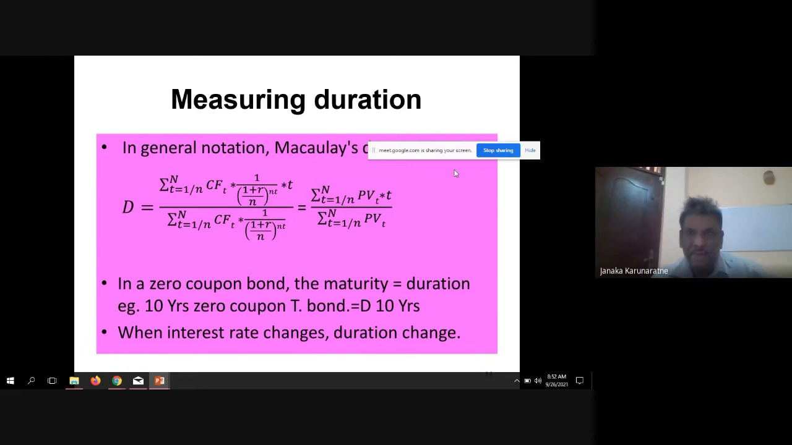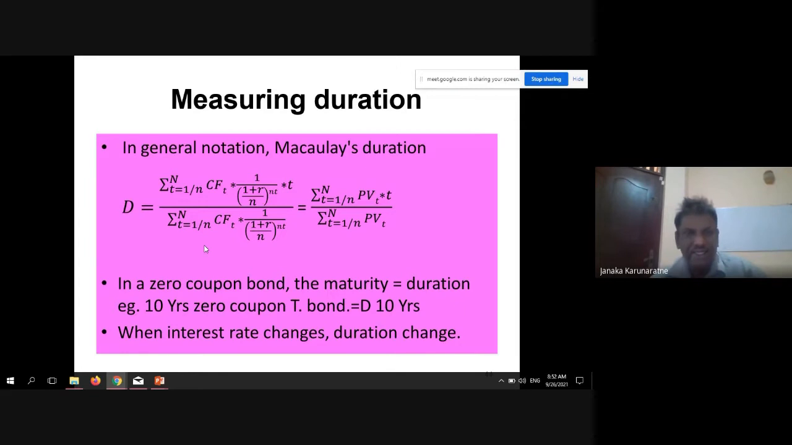Now, in mathematical model, don't get confused, but we call it Macaulay duration and modified duration. Probably those who are working in risk departments know exactly, but we will look at the difference a little later. But if you look from a mathematical perspective, this is the formula to work out duration. So I will go to the right hand side, the formula.